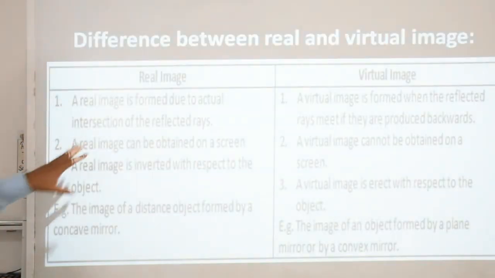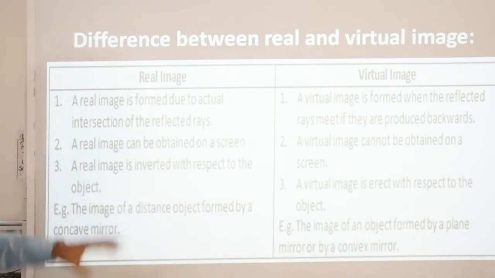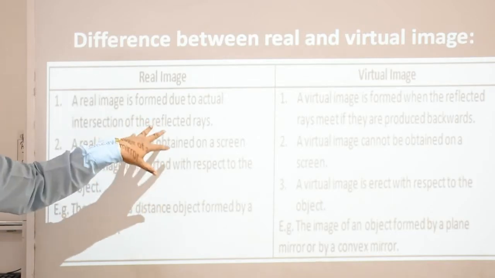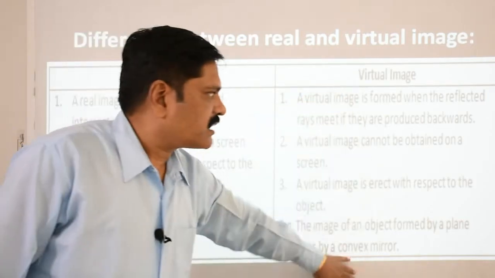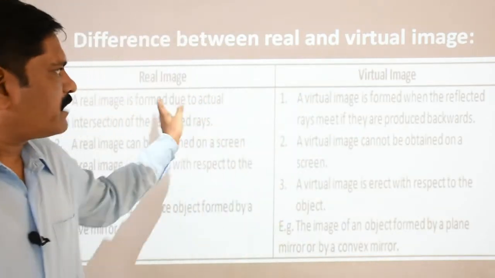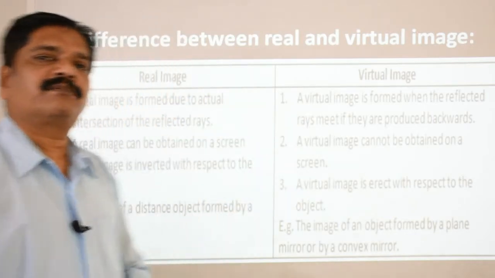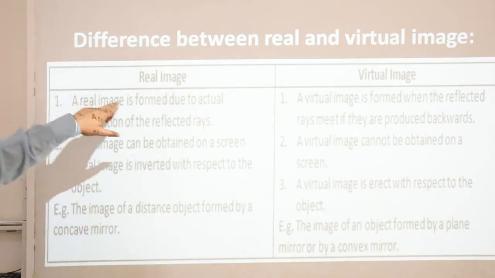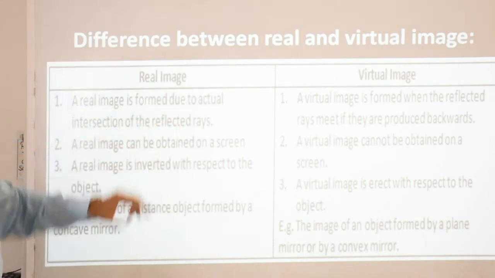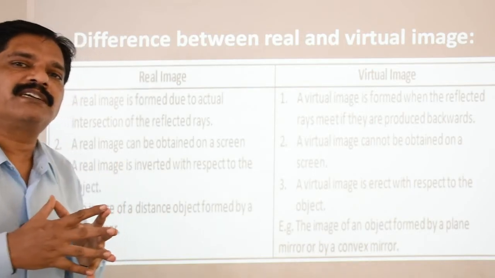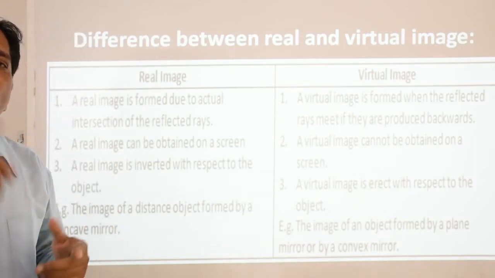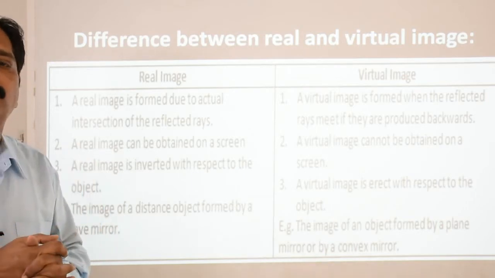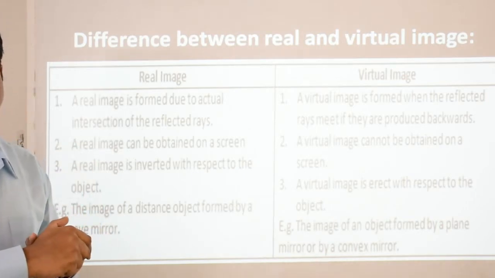Clear? So with the help of this table we can consider what the real and virtual images are. These are the characteristics of a real image, and these are the characteristics of a virtual image, and when you compare them, these are the differences between real and virtual images. A real image is formed due to the actual intersection of the reflected rays. So what is the first condition for a real image? Two or more reflected rays must intersect each other.